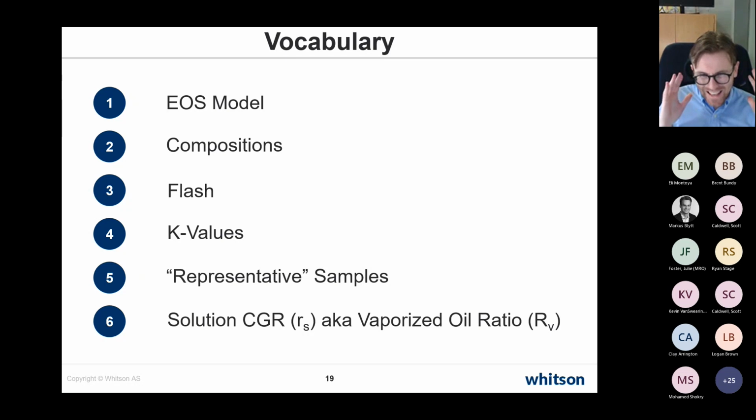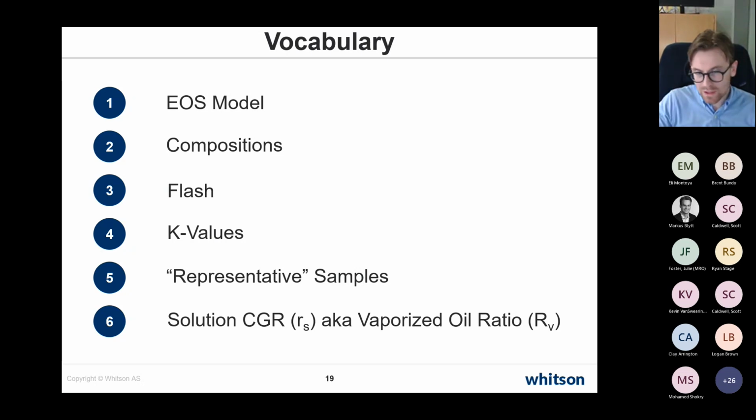So these are some super fundamental words that we use a lot. I name drop all the time. I would say, we took that reservoir fluid, we flashed it to surface, or we flashed it at the separator conditions, or the compositions are changing. What does that really mean?